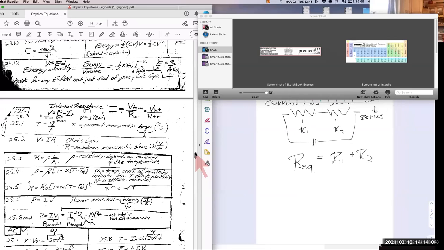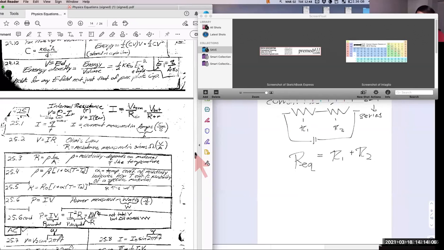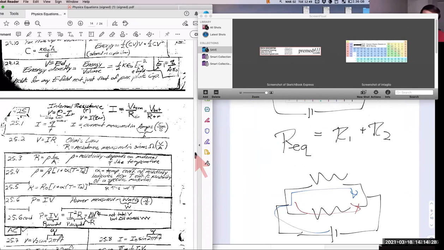On the other hand, you could have a parallel resistance. The parallel resistance means that the current does not have to go through both. In fact, it can't really go through both unless it turns around. So at this point, it'll go that way. And then at this point, it'll go that way. So when it's got 2 ways to go, then that's going to be parallel.